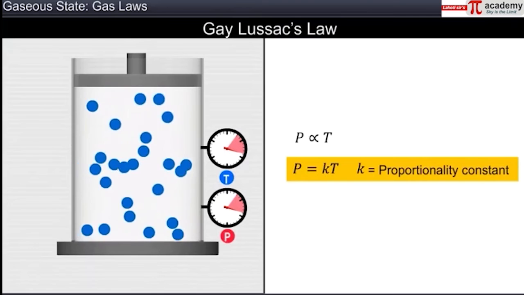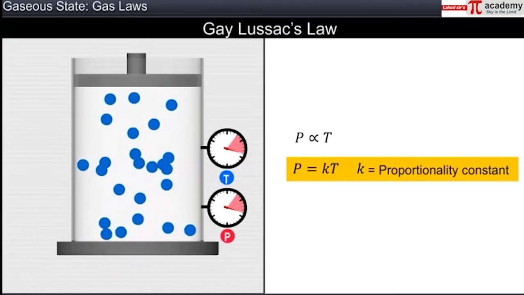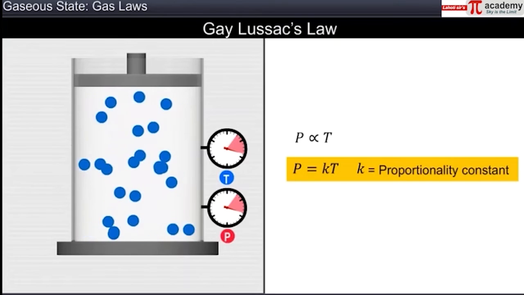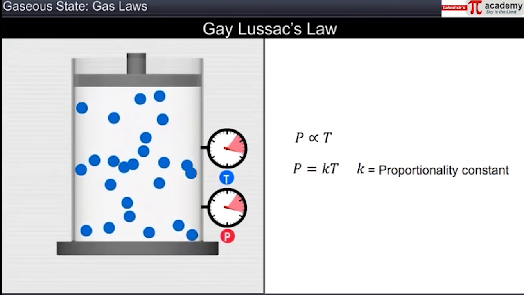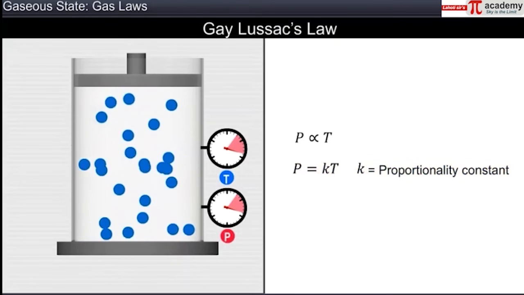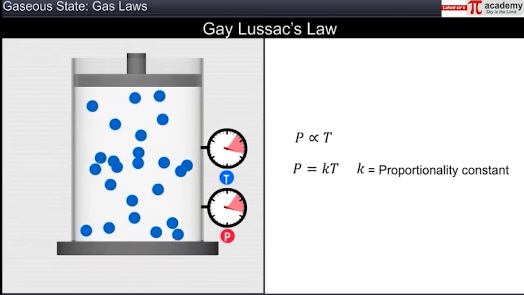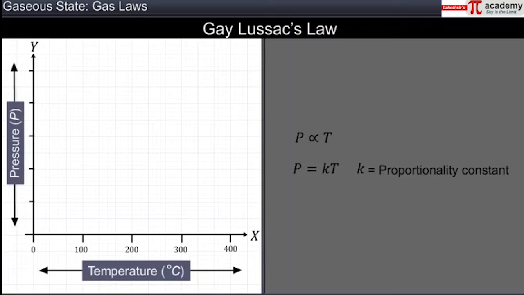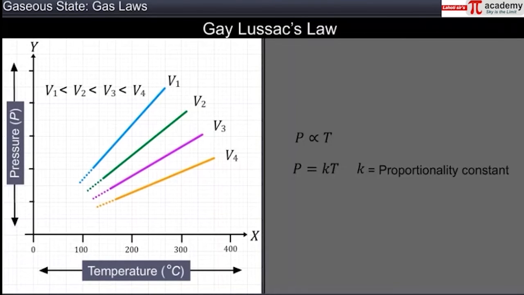The numerical value of the constant k depends upon the amount of the gas taken and the volume. This law can also be derived by combining Boyle's law and Charles' law. If we plot pressure versus temperature for a given volume of a gas, we get straight lines corresponding to each volume. These lines are called isochores.